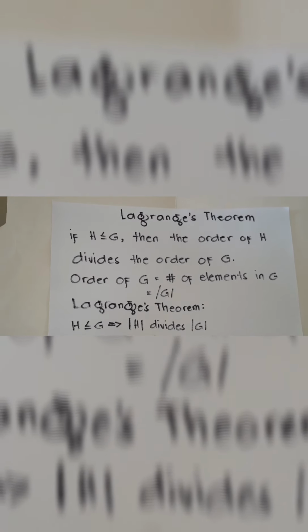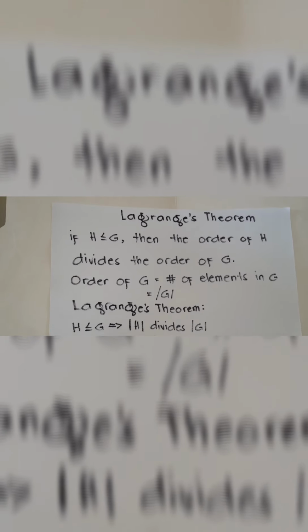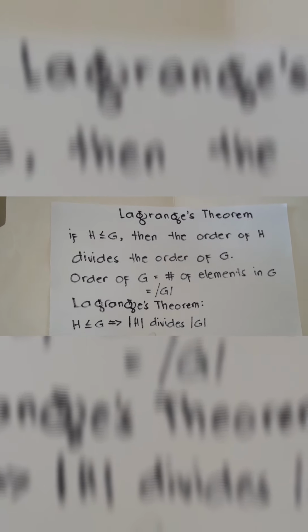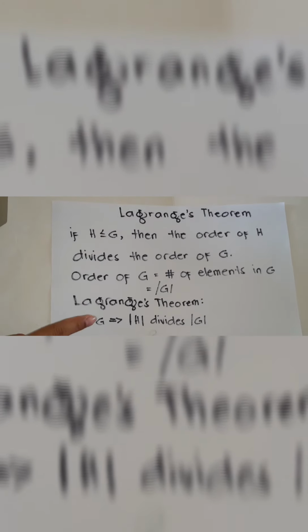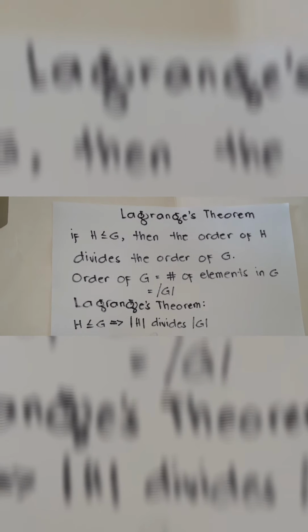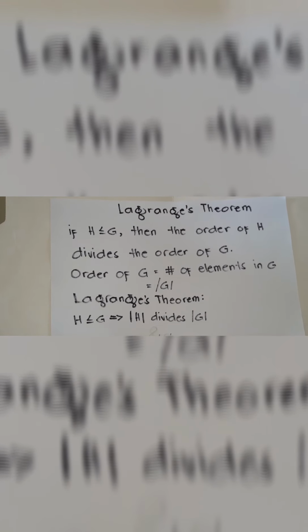Lagrange's theorem. If H is less than or equal to G, then the order of H divides the order of G. The order of G is equal to the number of elements of G, which is equal to the absolute value of G. Lagrange's theorem says H is less than or equal to G implies the absolute value of H divides the absolute value of G. Before proving this theorem, let's see how it is used, or how it is useful.